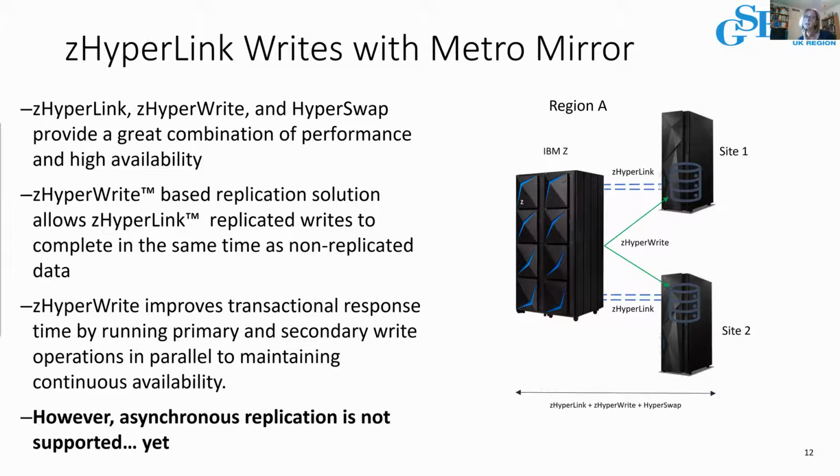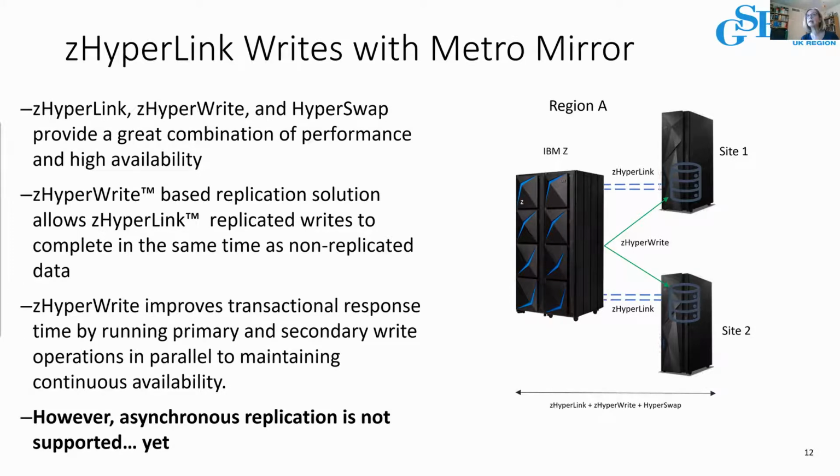Wanted to spend just a little bit of time on HyperLink writes with Global Mirror. And this is where I give my standard caveat that if I have not already, I will at some point in this presentation get tongue-tied. We have a lot of hyper. We've got the HyperLink where we can do the reads and the writes, but we also have HyperWrite. And HyperWrite is very important to our ability to do Metro Mirror with HyperLink, with the go/no-go paradigm.